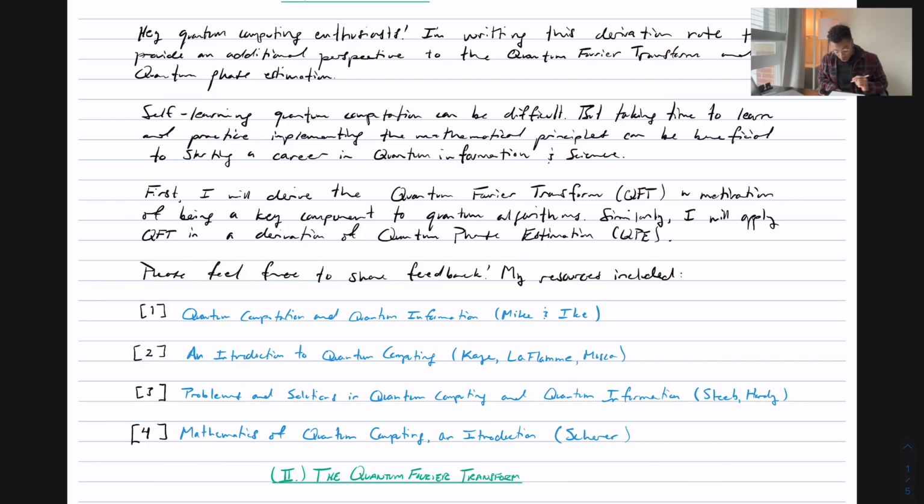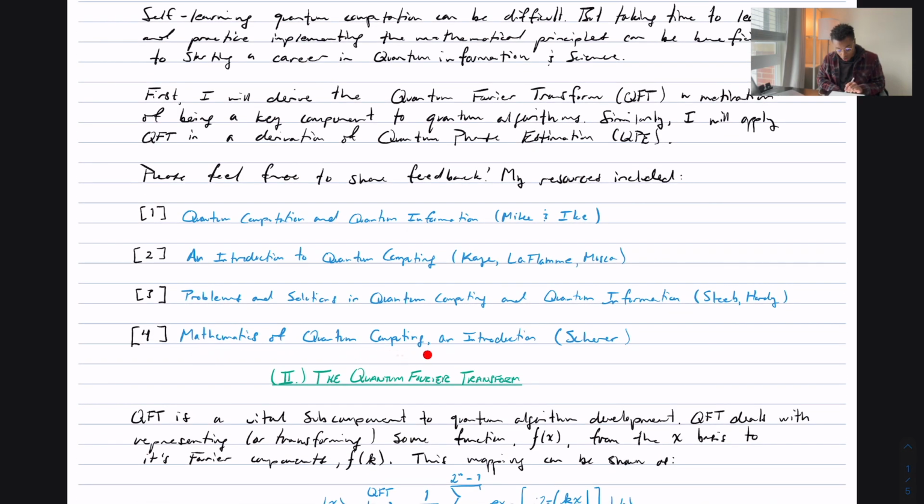So first, I'll go through some of the resources that I used. I used the Mike and Ike book, An Introduction to Quantum Computing by Kaye, Laflamme and Mosca, Problems and Solutions in Quantum Computing and Quantum Information, and Mathematics of Quantum Computing, an Introduction. This last book is actually really helpful. It kind of walks through a more rigorous description of the mathematical derivations, and it gives a lot more context in exactly what laws are applying, what rules are applying.